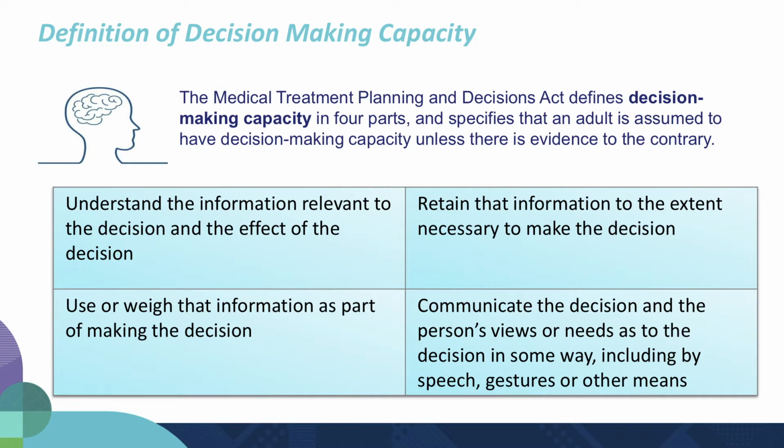But if you look at the Medical Treatment Planning and Decisions Act, decision-making capacity is defined in 4 parts. So someone has to be able to understand the information that's relevant to the decision that needs to be made. They have to be able to retain that information for long enough to be able to make the decision. They have to be able to weigh up the options that are available to them, and they have to be able to communicate that decision in some way, including by gesture or other means.